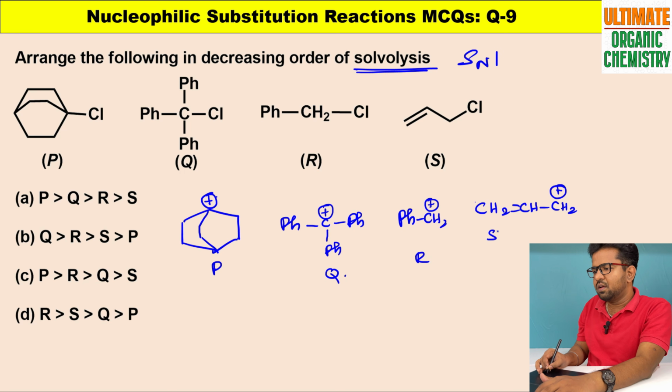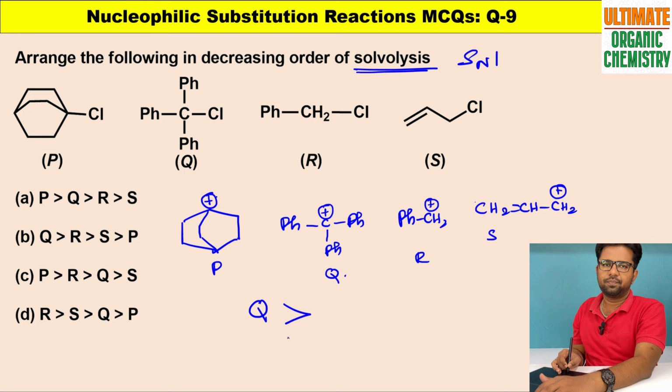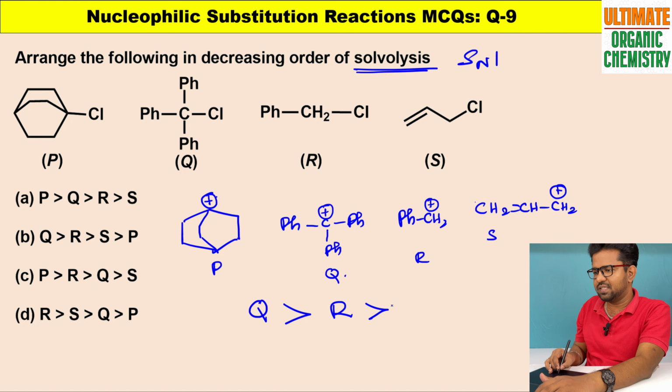And compound S will give allyl cation. If you identify the stability of all 4 species, the stability of the carbocation is directly proportional to the SN1 reactivity of the alkyl halide. Among the 4 species, the most stable will be Q, because this cation is stabilized by 3 phenyl rings. The next most stable is the benzyl cation, species R, followed by the allyl cation, S. And the least stable carbocation is P.